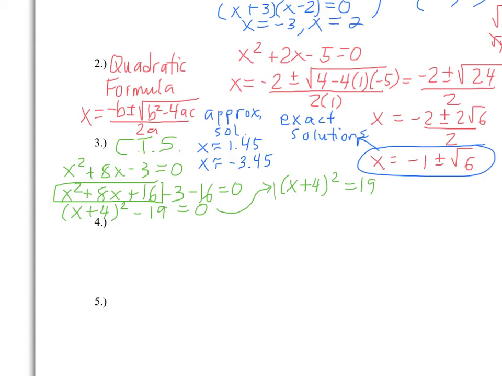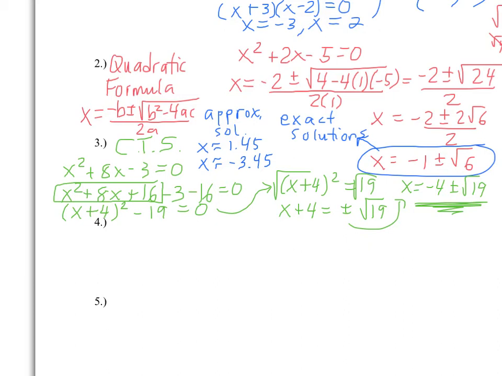I could now square root each side. You're going to get x plus 4 is equal to, and when you do this, you need your plus or minus in front of your radical 19. And then from there, if we were to get x alone, x would equal negative 4 plus or minus the square root of 19. Okay? So these are exact solutions. Again, you could have used the quadratic formula and you would have gotten the same thing.